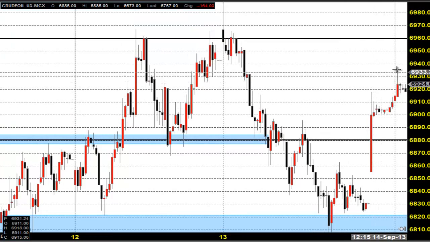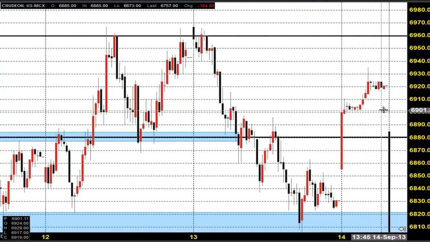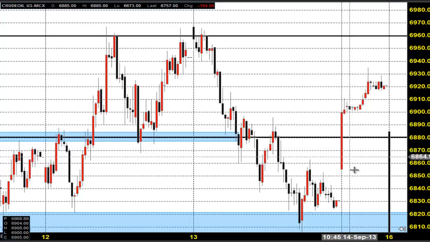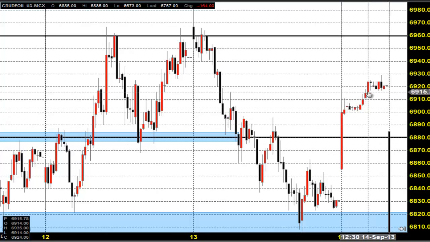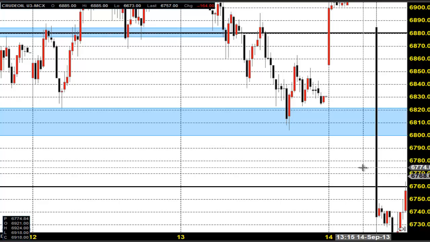So by default it should go and test the 6860. This was the price action that happened on Saturday, this last Saturday. On Saturday normally we don't have price action, but on Saturday the price opened a bit higher. But what happened yesterday, this is going to be the key area.